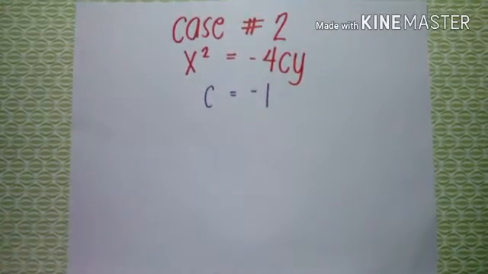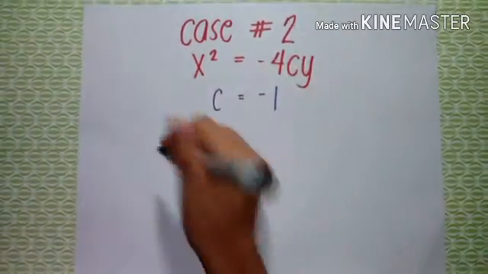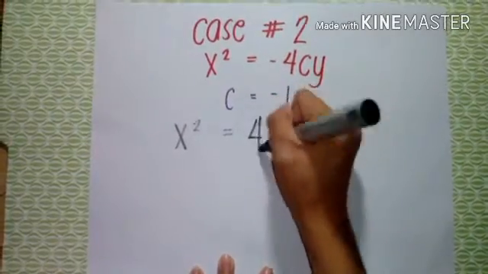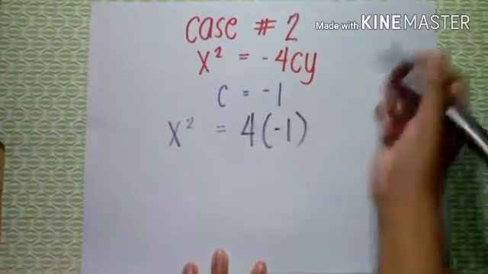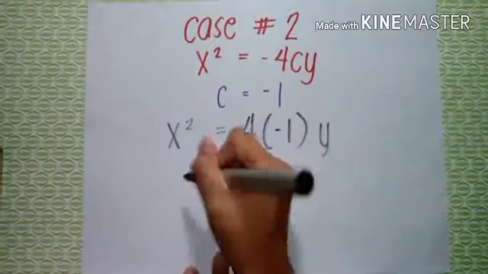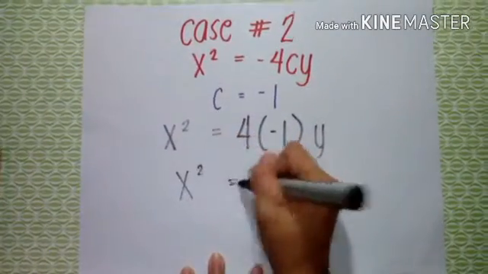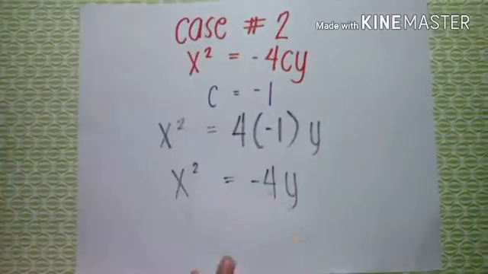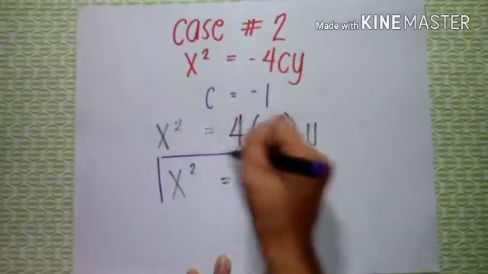Then we'll substitute that to c and multiply that by 4 to get the latus rectum. Our equation will be x squared is equal to 4 times -1y. Then x squared is equal to -4y, and this is already your final answer.